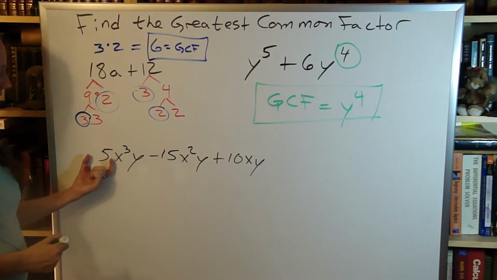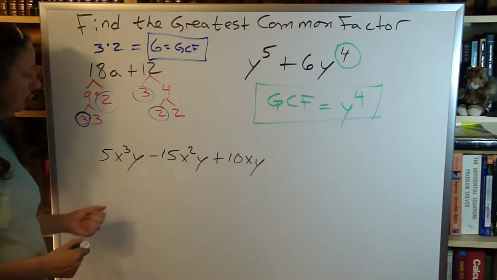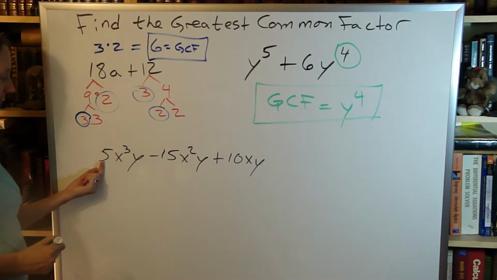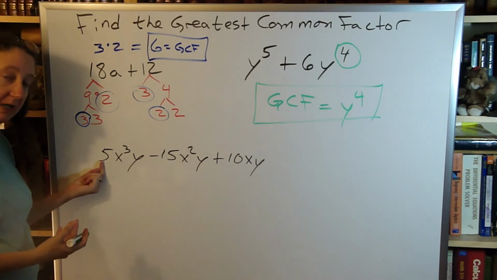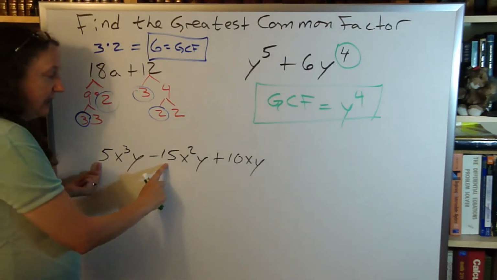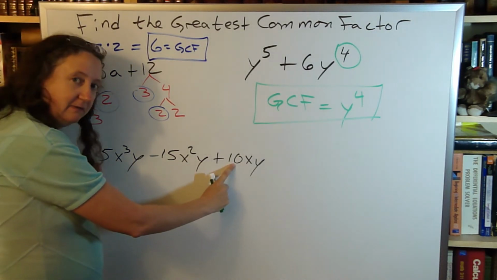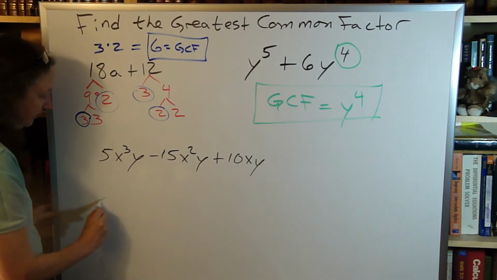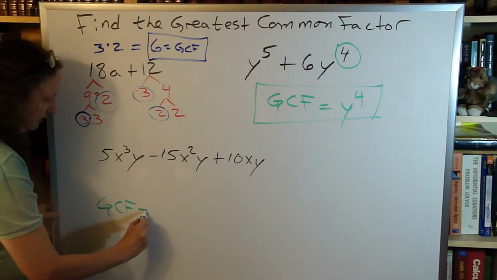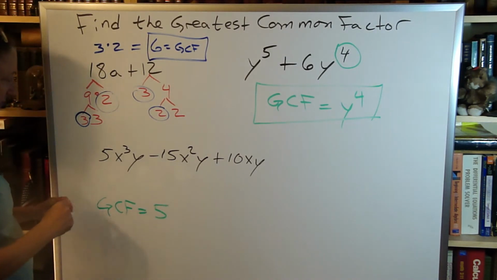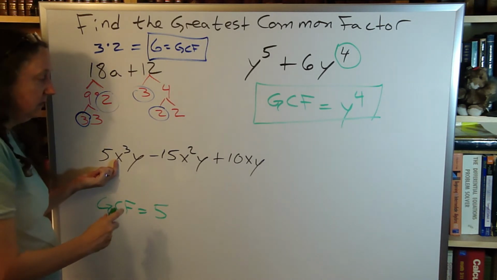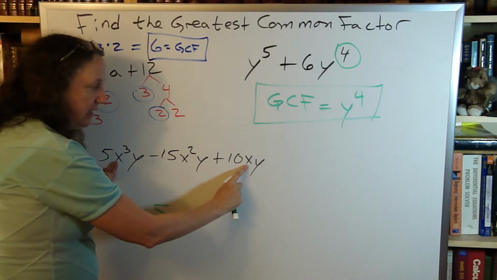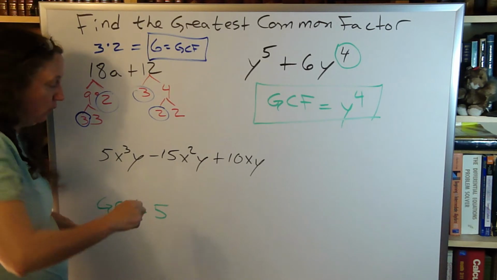Looking at this, again I have numbers and letters. So I need to figure out what can I factor out for the numbers. 5, that's a prime number in and of itself. So I want to check to see, can I divide this by 5? Can I divide that by 5? Yes. So I can factor a 5 out of this. I have an x here. I have to check, do I have x's in the other terms? Yes, yes, yes. So I know I can take at least one x out of this.